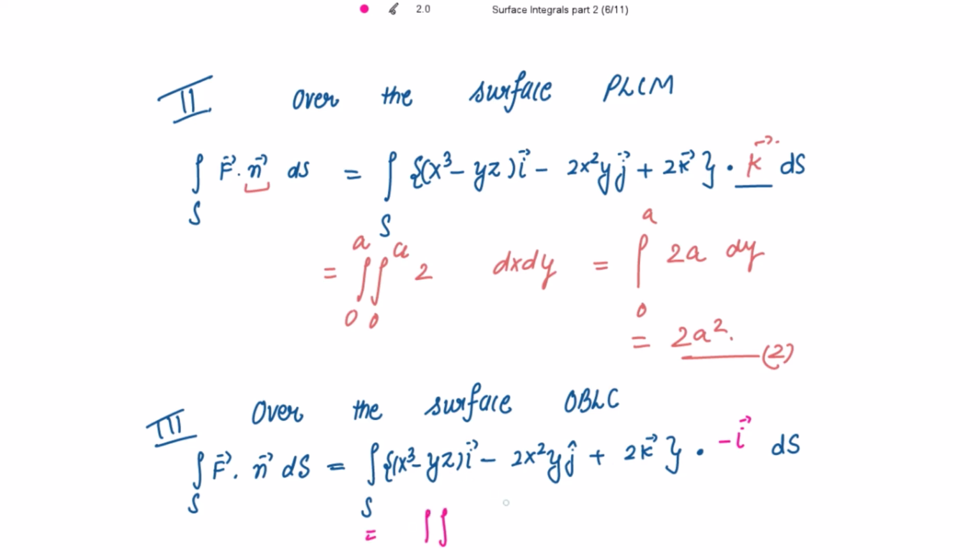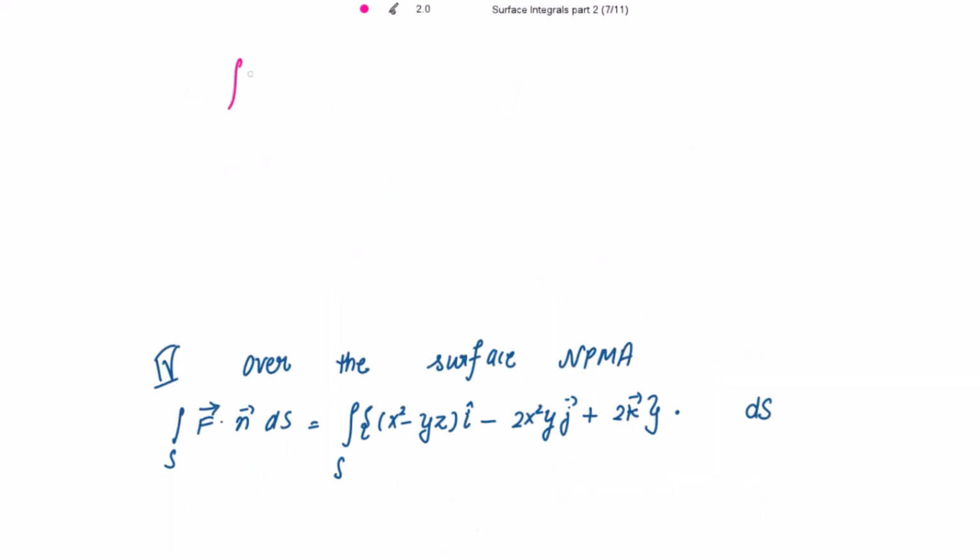When taking the dot product, we get x cube minus yz with negative sign, and ds is dy dz. And the limits of y is from 0 to a, limits of z is from 0 to a. Now for the yz plane, x is 0 because the plane is yz, right? So taking x equal to 0 over here, we get the double integral of yz dy dz from 0 to a limits.